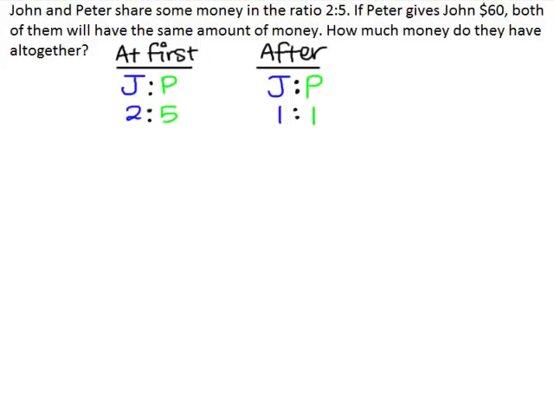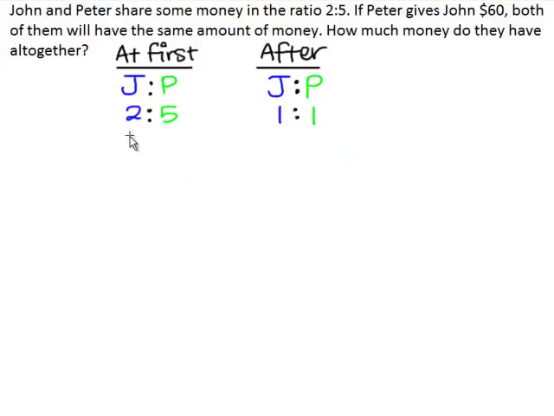The sum of John and Peter's money does not change. Therefore, we shall make the total number of units the same in the at first ratio and the after ratio. Here we see that the sum of units is 2 plus 5, which gives us 7. And here we see that the sum of units is 1 plus 1, which gives us 2. In order to make the total number of units the same for both ratios, we will find a lowest common multiple and multiply. The lowest common multiple of 7 and 2 is 14.